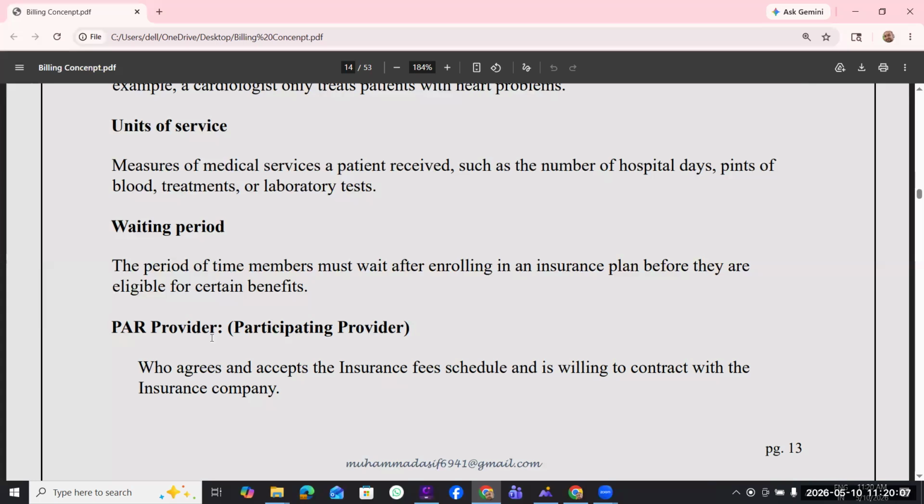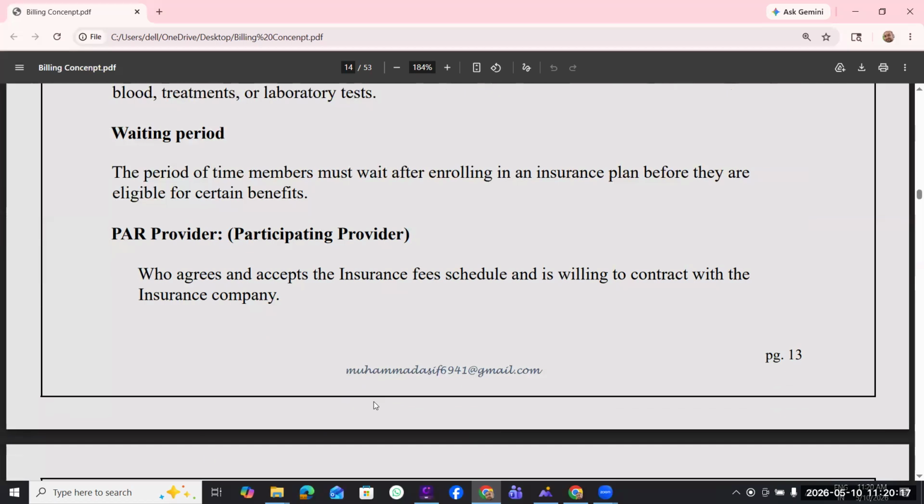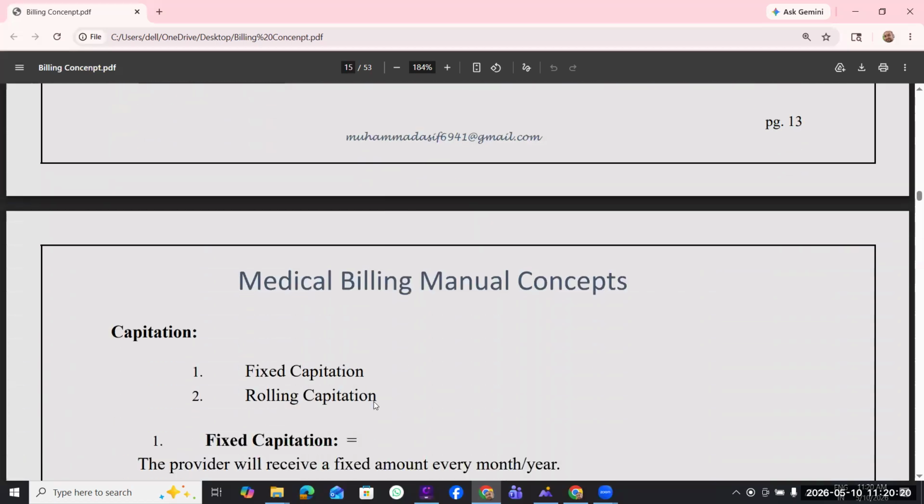PR provider. A PR provider is a participating provider who agrees to and accepts the insurance fee schedule and is willing to contract with the insurance company. So that is called a PR participant provider.